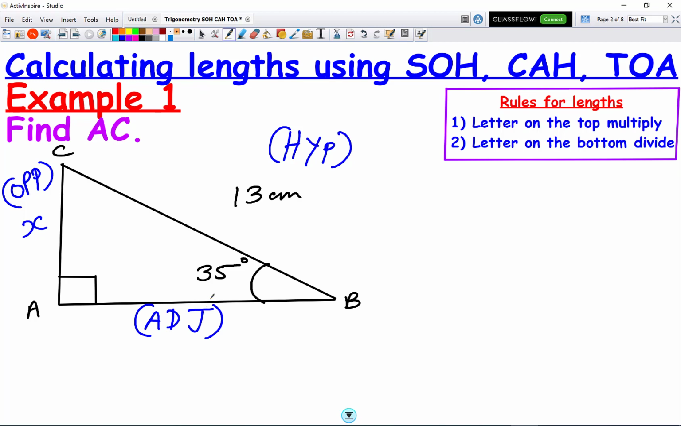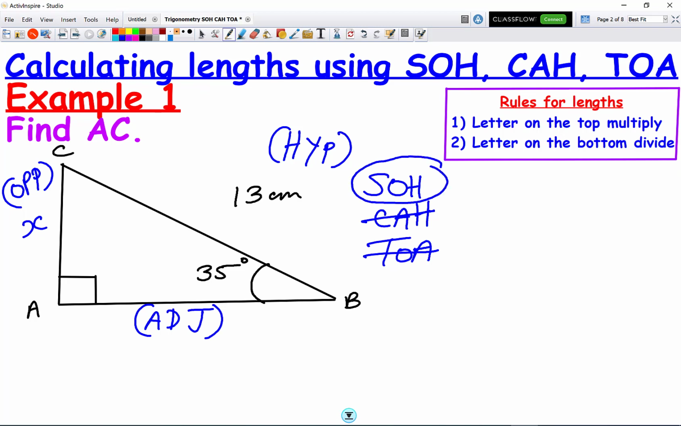Then we write SOH CAH TOA. Once we've done that, we say, right, which side has got no letter or no number on it? That will be the adjacent side. There is nothing there, so we strike it out. Anything with an A, we cross it out. So we cross out CAH, we cross out TOA, and we're left with SOH.